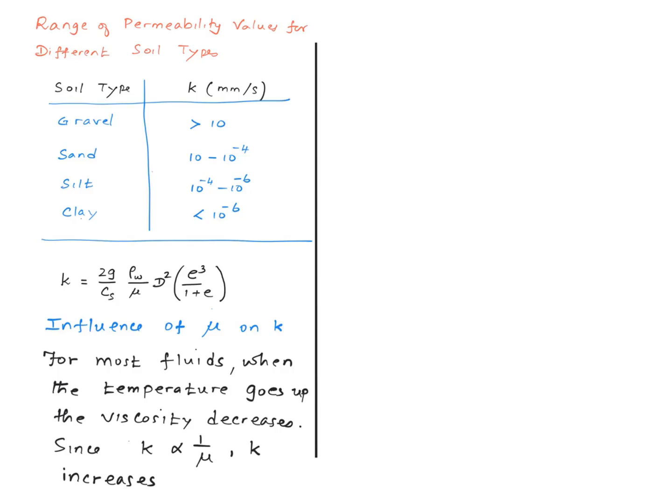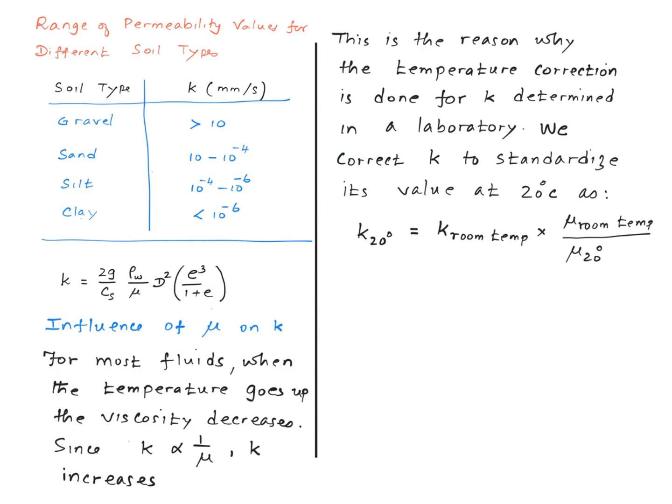For the same fluid, we know the viscosity is usually very sensitive to the temperature changes, right? Usually when the temperature goes up, the viscosity decreases, and since k is inversely proportional to the viscosity mu, k increases. This is the reason why every time we evaluate a value of permeability for a soil, we normalize it with respect to the ratios of viscosity in order to express the permeability at a standard temperature of 20 degrees C. Here is the equation for doing that.